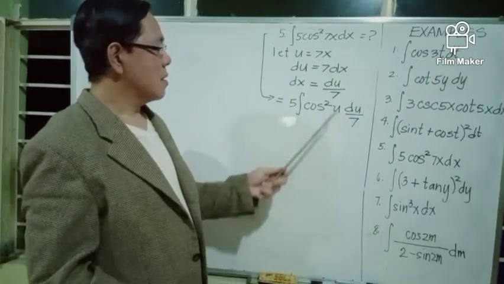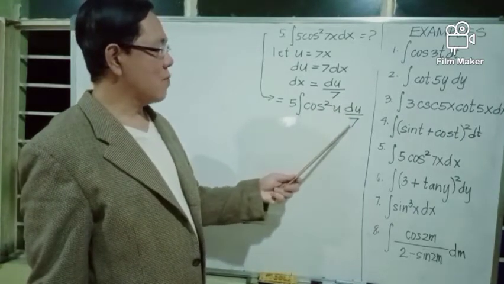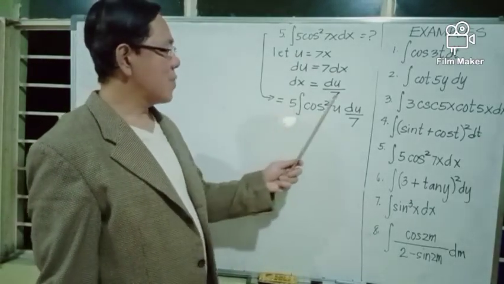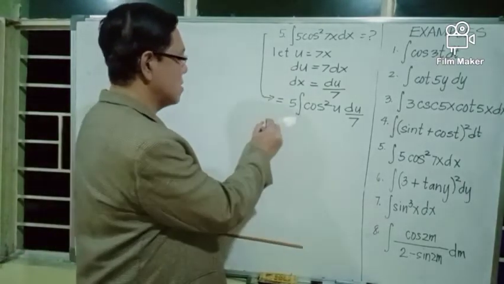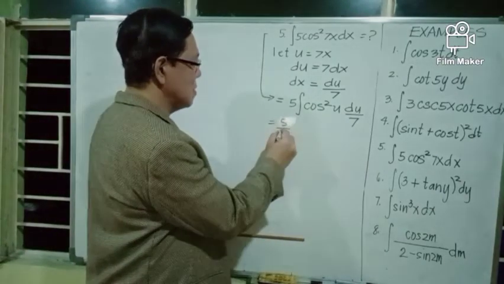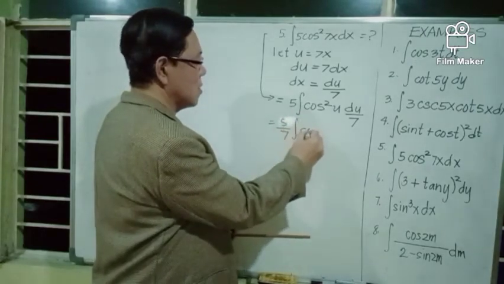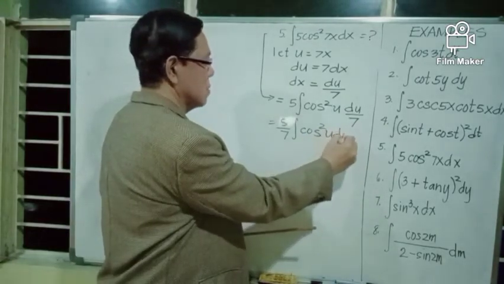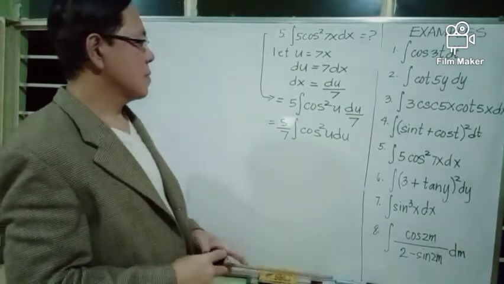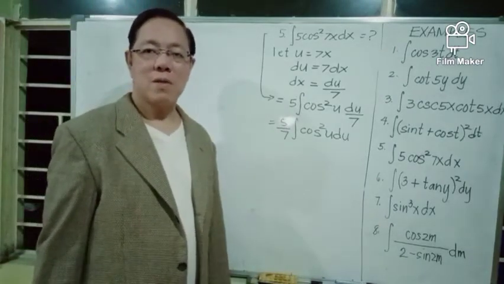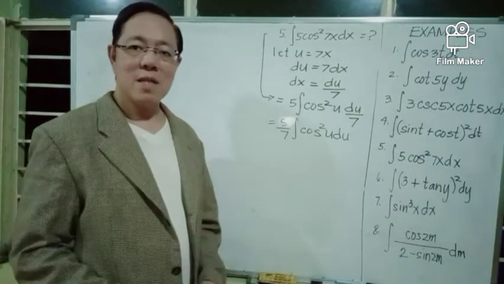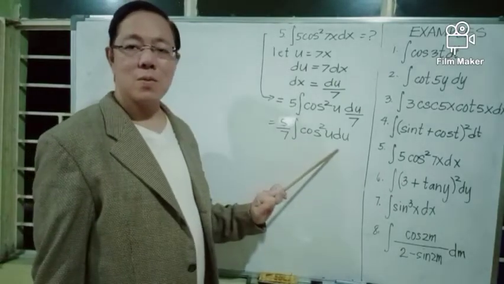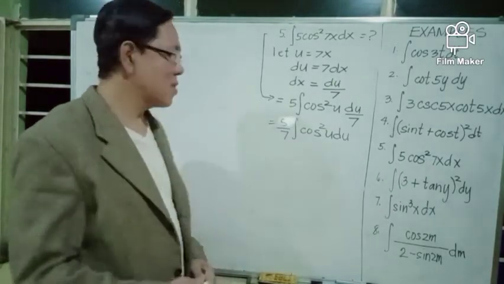Again, we can take out 1 over 7 out of the integrand and multiply it by 5. 5 multiplied by 1 over 7 is 5 over 7 times the integral of cosine squared u with respect to u. Now here we make use of another trigonometric identity to change this into an integral that can be readily integrable.